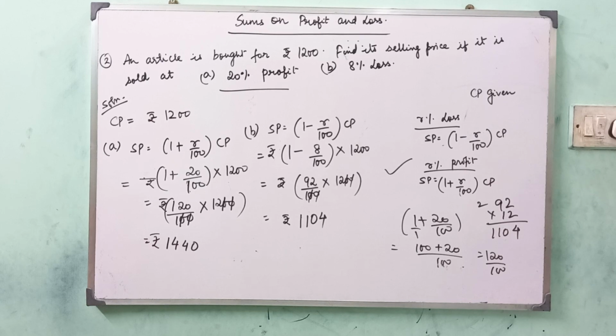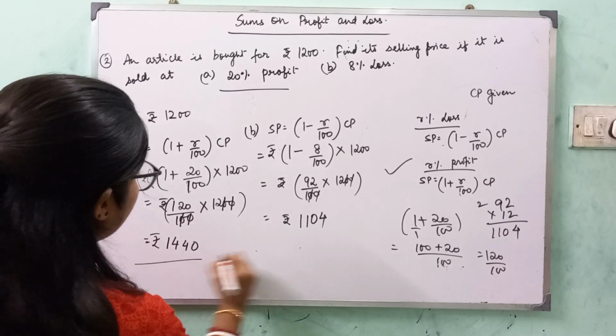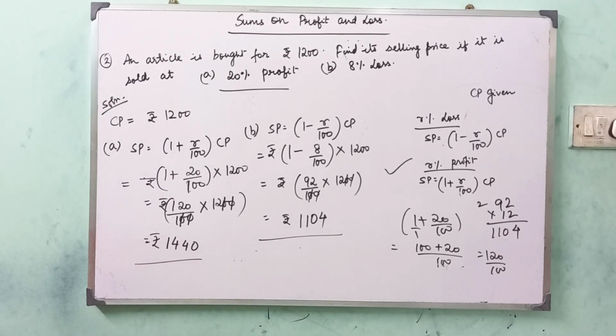So when there is a loss of 8% and the cost price is rupees 1200, selling price will be 1 minus R by 100 of CP. So here you have the loss, so it is 1 minus 8 by 100 into 1200. 1 minus 8 by 100 is 92 by 100. So 92 by 100 into 1200 is your 1104. Alright. So these are the two answers. Please go through the sum.